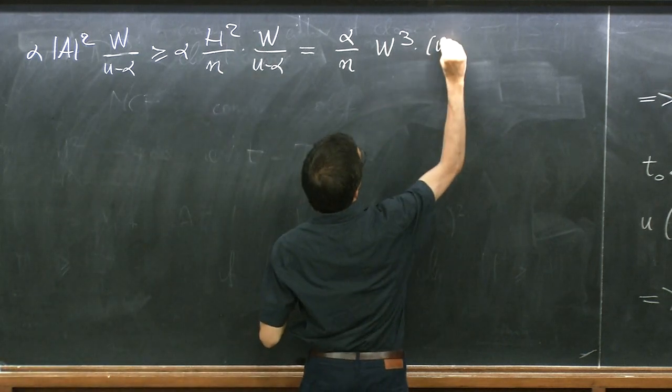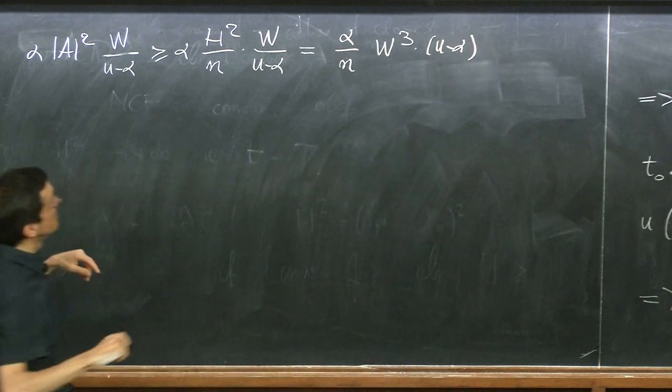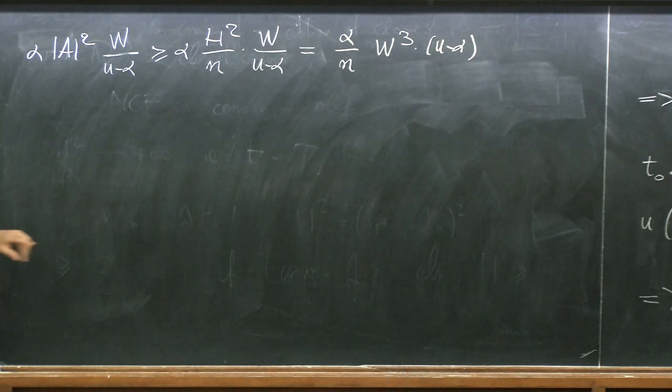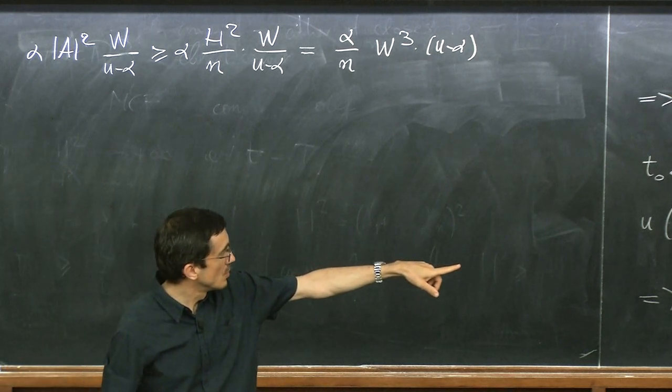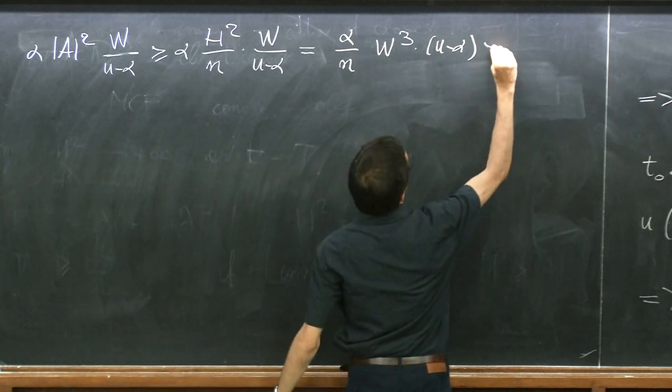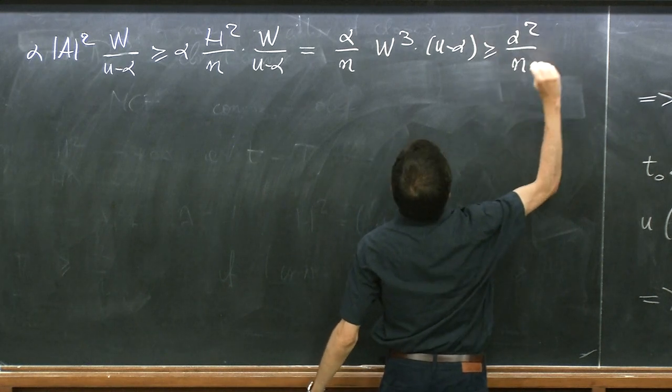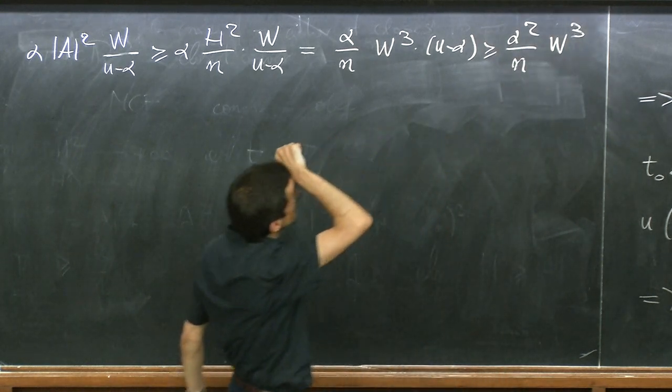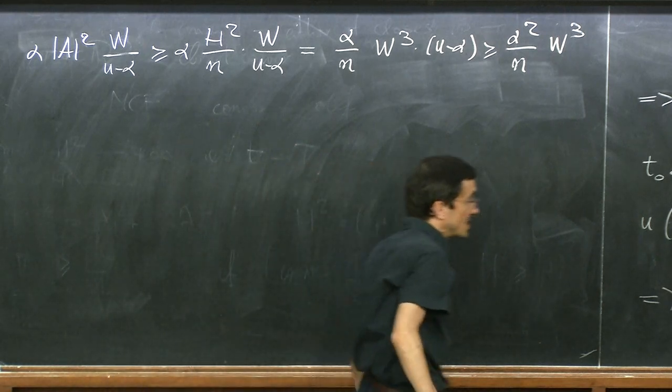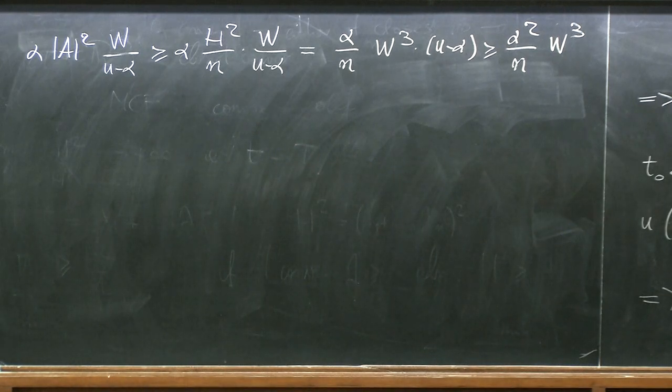So we have this equality, but as I was reminding you, this is greater than alpha square over n W to the third. So this means that we can write here this is less than or equal to alpha square over n W to the third. So we have obtained the structure we were looking for.